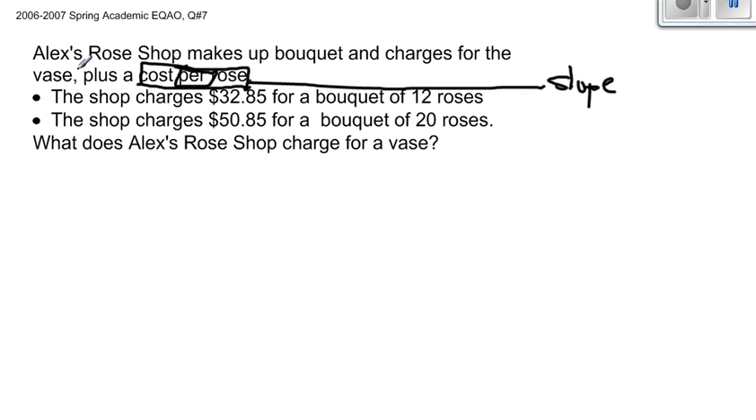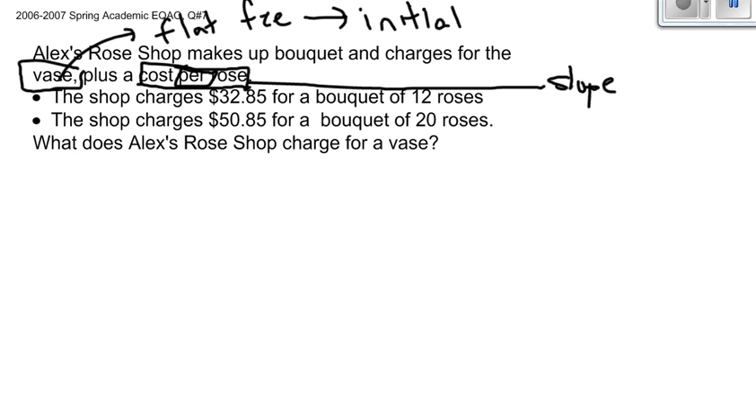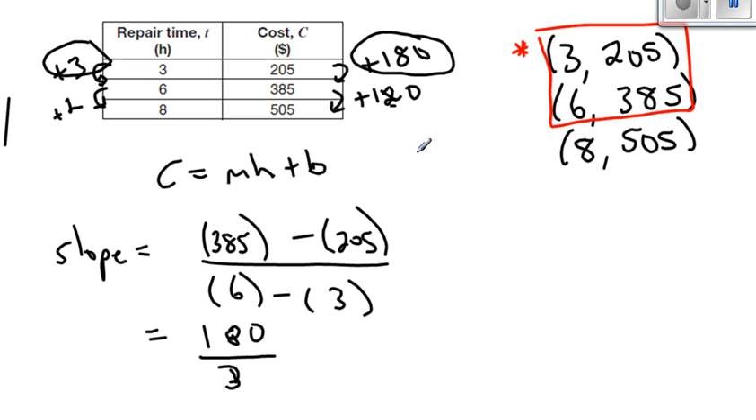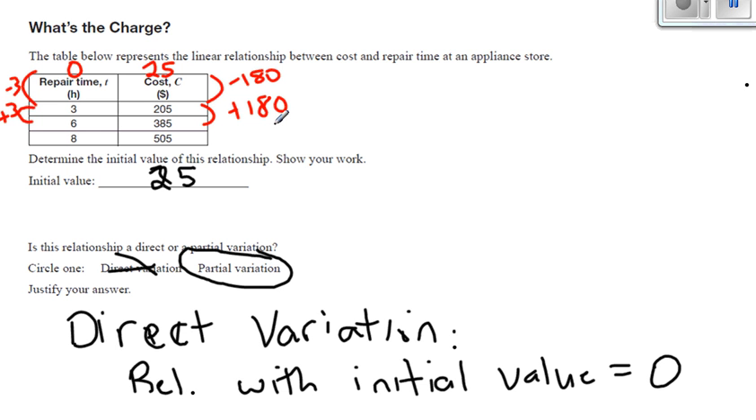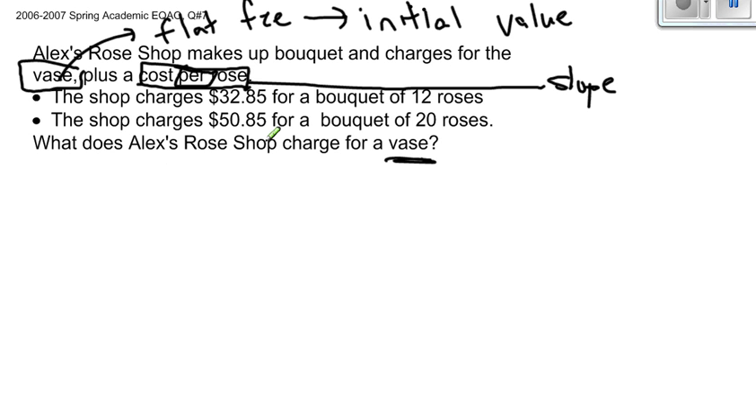And that means the charge for the vase, well, it makes sense, right? When you buy a dozen roses, you only pay once for the vase. So the vase is the flat fee of this question. And of course, flat fee is just another way of saying initial value. So when the question says, what does the shop charge for a vase? It's saying, just like up here, determine the initial value of the relationship. So you just had to make sure that in the question about the rose, you read the question correctly so that you knew that it was a question about determining the initial value.